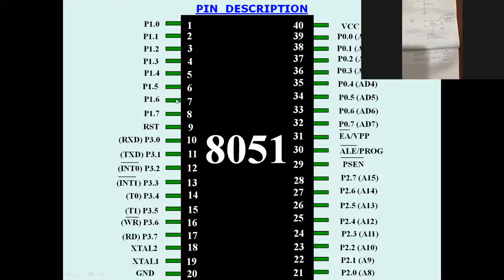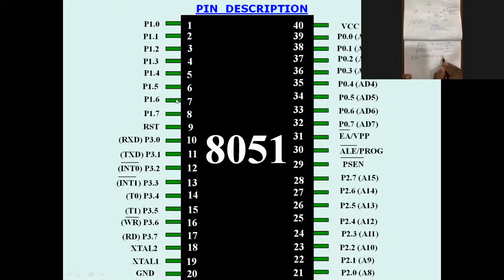Okay. Next, ALE. What are the functions of ALE? There is AD0 to AD7. You can see it mentioned beside port 0.0 to port 0.7. This ALE, when it is high, yes, sir.